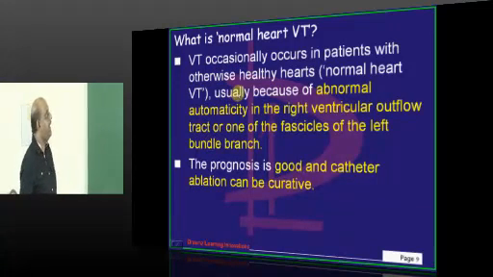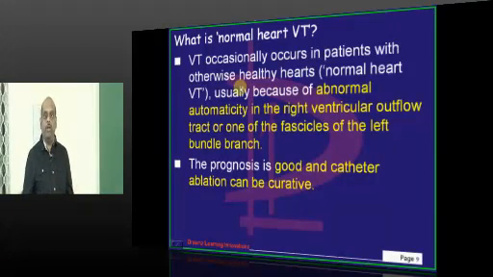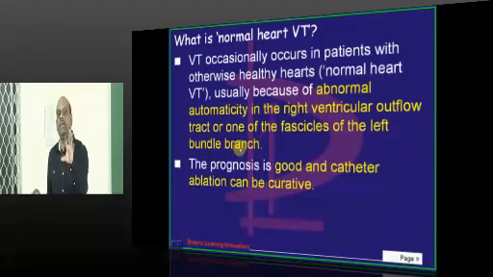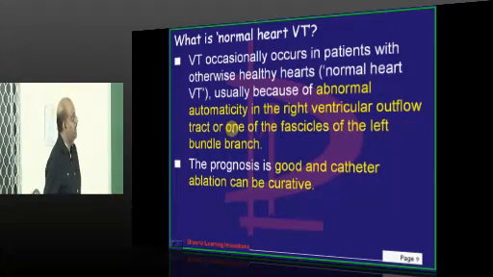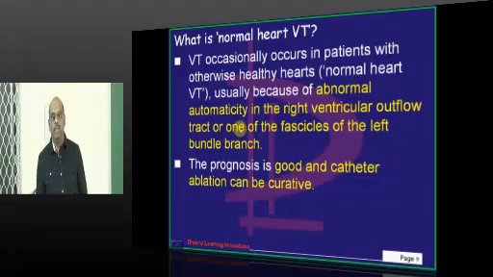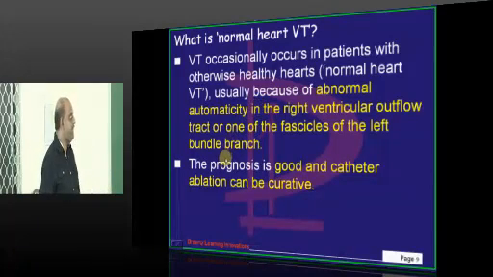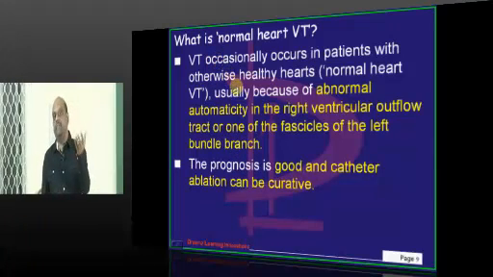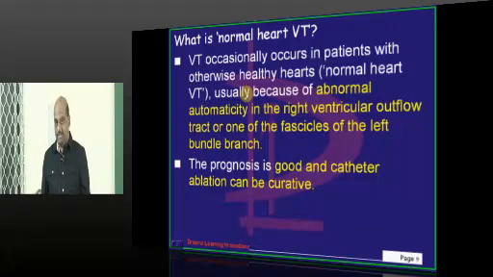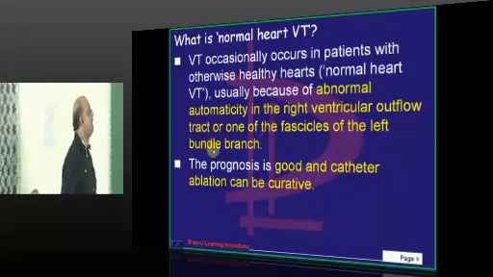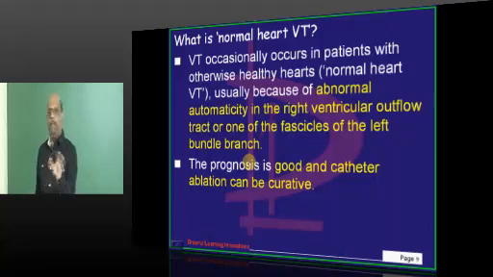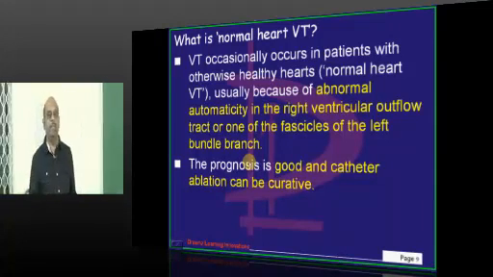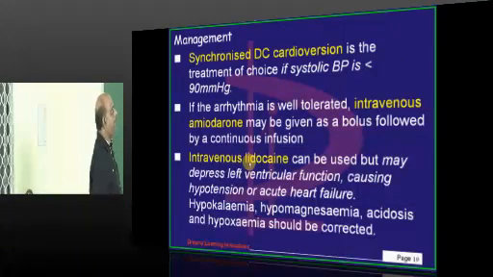Occasionally, people who have a healthy heart develop abnormal automaticity at the right ventricular outflow tract. The right ventricle opens into the pulmonary artery, and there can be abnormal automaticity. Similarly, one of the fascicles of the left bundle branch can also develop abnormal automaticity, which is the source of VT in a structurally normal heart. That's called normal heart VT. Generally, prognosis is good, and what you need to do is a catheter ablation, which is considered to be curative; that needs to be remembered.